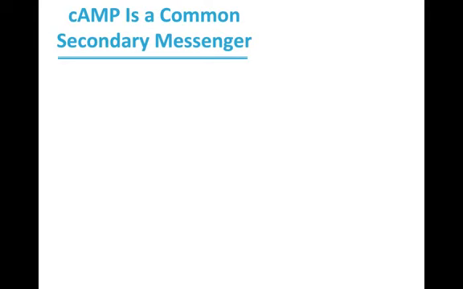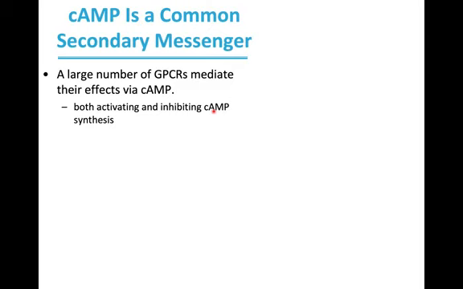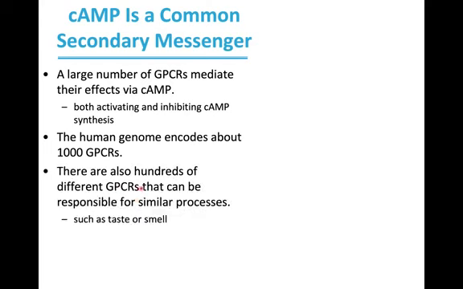Cyclic adenosine monophosphate is a common secondary messenger. A large number of G protein coupled receptors mediate their effects via cAMP, both activating and inhibiting cAMP synthesis. The human genome encodes about 1,000 G protein coupled receptors. There are also hundreds of different GPCRs that can be responsible for similar processes, such as taste or smell.